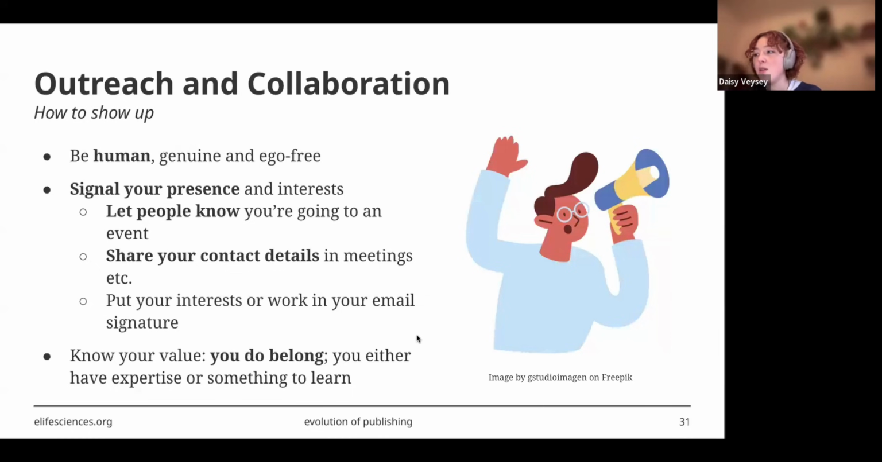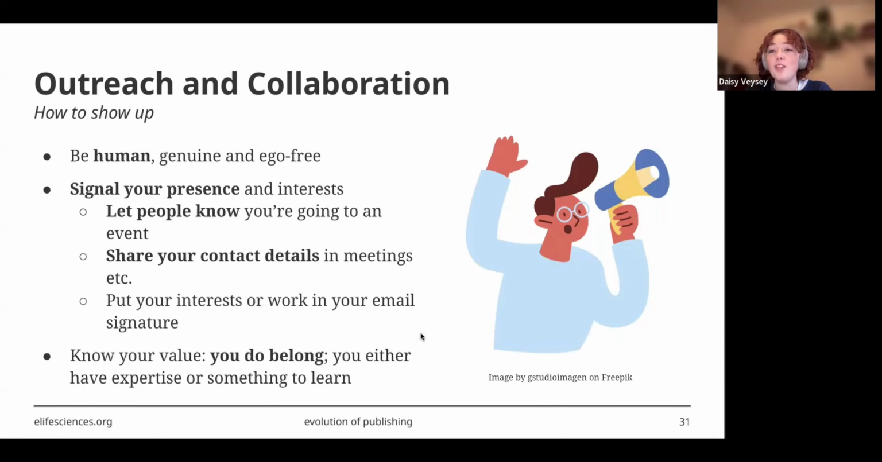One of the easiest ways to build connections is to simply signal your presence and your interests wherever you have the chance, even in, for example, calls like this. Let people know what you're working on, what you care about, and how they can reach you. If you're heading to a conference or to a meeting, post about it, mention it in advance so people have a reason to find you. Share your contact details if you're comfortable, and make your interests visible in small ways like your email signature. All of these simple tiny cues increase your chances of being picked up and give people opportunities to engage with you.